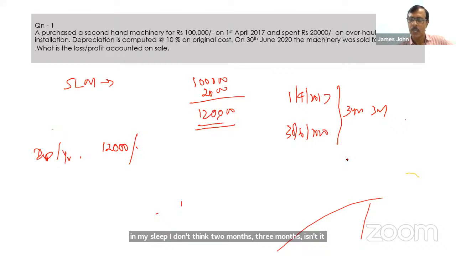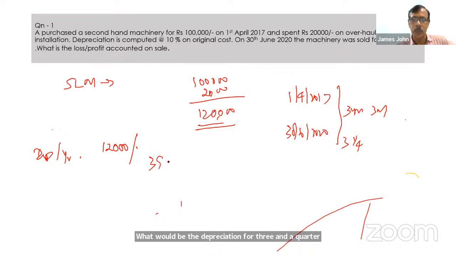Up to March, full year. Then April, May, June, 3 months. So 3 years and 3 months, or I can say 3 and 1/4 years. Am I correct? So per year, 12,000. Yes. So what will be the depreciation for 3 and a quarter years?